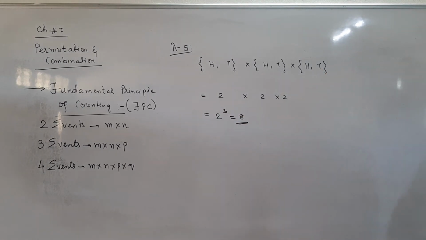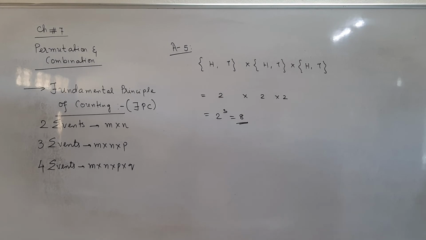This is simple Cartesian multiplication in probability when you do chapter 16. Students, I will explain this in detail, but at present, you only understand that this is Cartesian multiplication of the set {H, T} into {H, T} into {H, T}, which will be 2 into 2 into 2, that is 8.